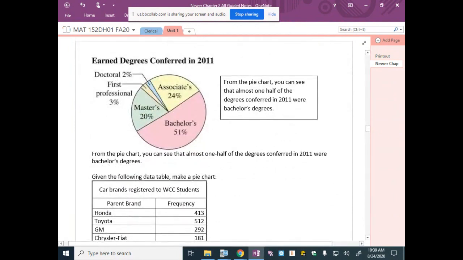So you draw the chart here. You can see that 1/2 of the degrees conferred in 2007 were bachelor degrees. You have masters and doctorates.